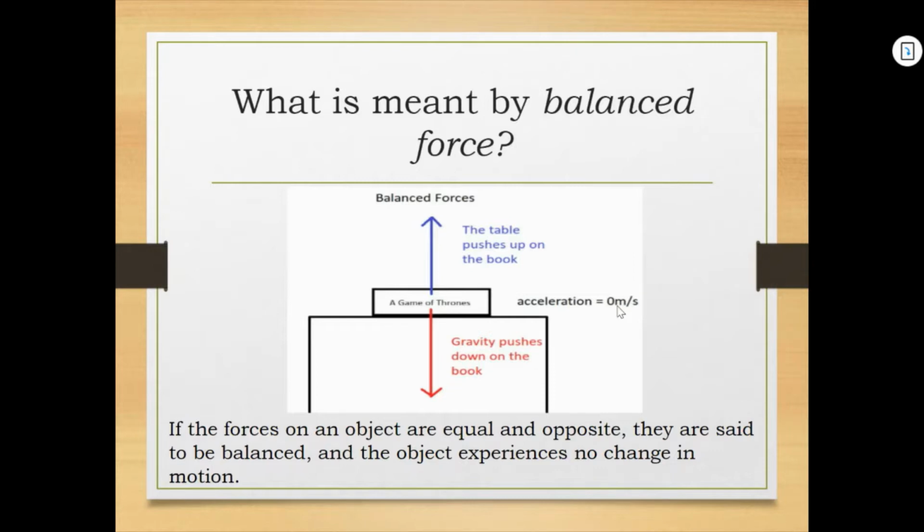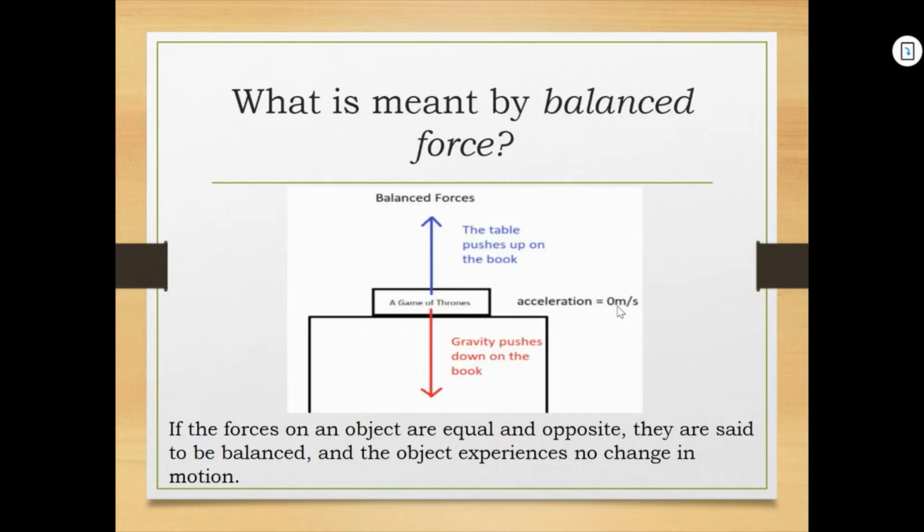But let me phrase it this way. What would happen if you remove the table? If you remove the table, the book would fall to the floor. Gravity would push it down, and there would be some acceleration, right? As fast as it is moving to the ground, that would be the acceleration.